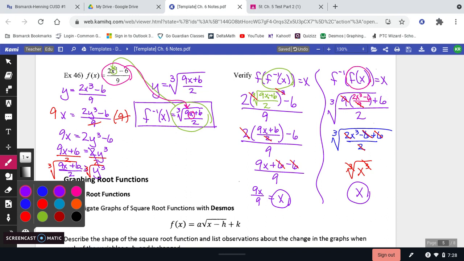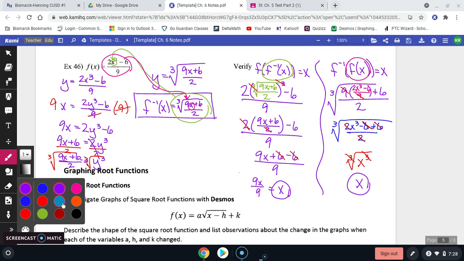All right, on your homework, make sure that you are reading and following the directions, because I want to see all of it. So I want to see your graphs. I want to see your table of values. You are finding the equation of the inverse, and you are also verifying that equation. Okay, so there's a lot of parts to that worksheet that you all are working on for homework tonight.